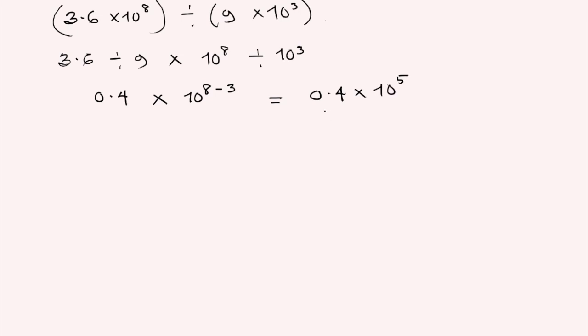Now there's also a problem here because 0.4 is not between 1 and 10. This is less than 1. Now we need to make this more than 1 but less than 10. And we can move the decimal point one place to the right, which will be equal to 4. But we've increased this side by a value of 10. And so to still keep this expression, we need to reduce the 10 from here. So this is going to be 4 times 10 raised to power 4. And that's the answer.